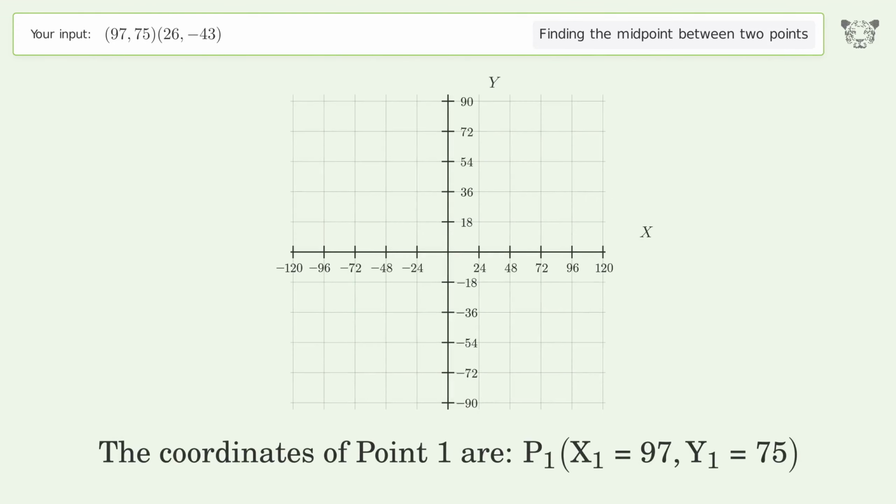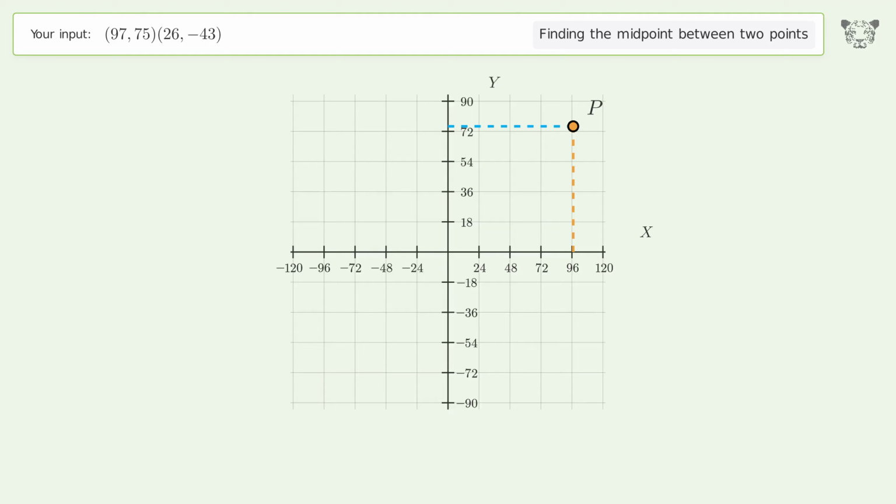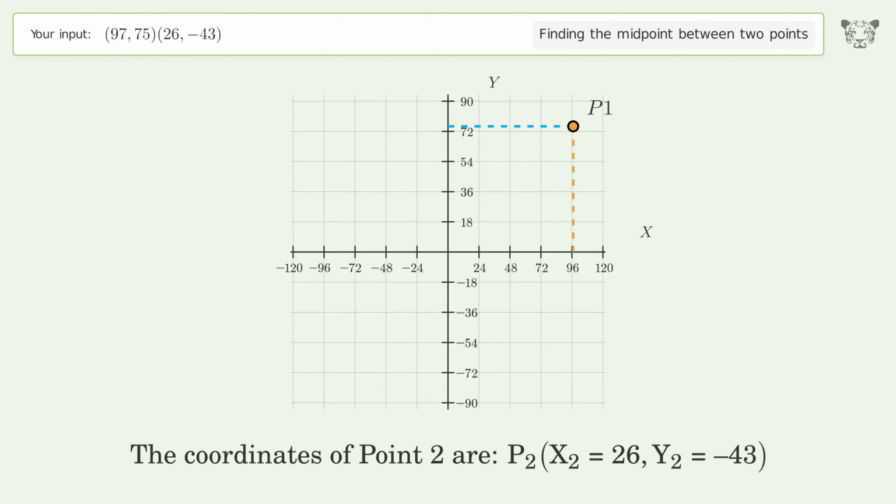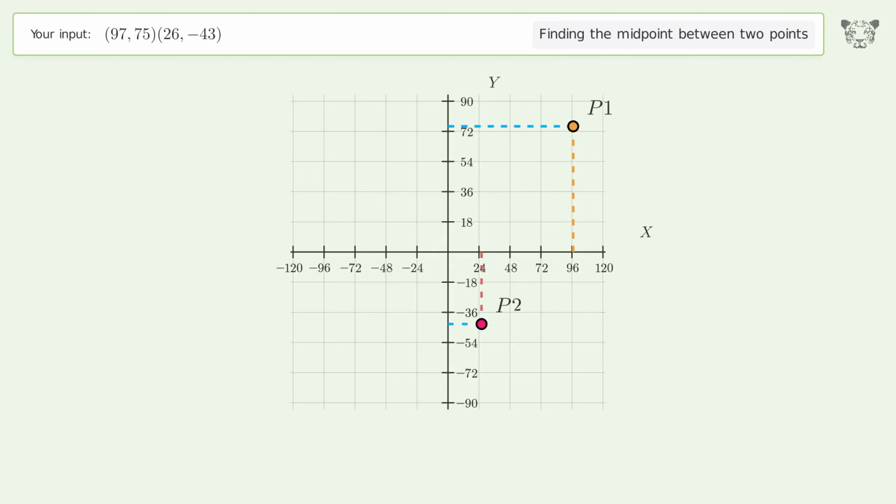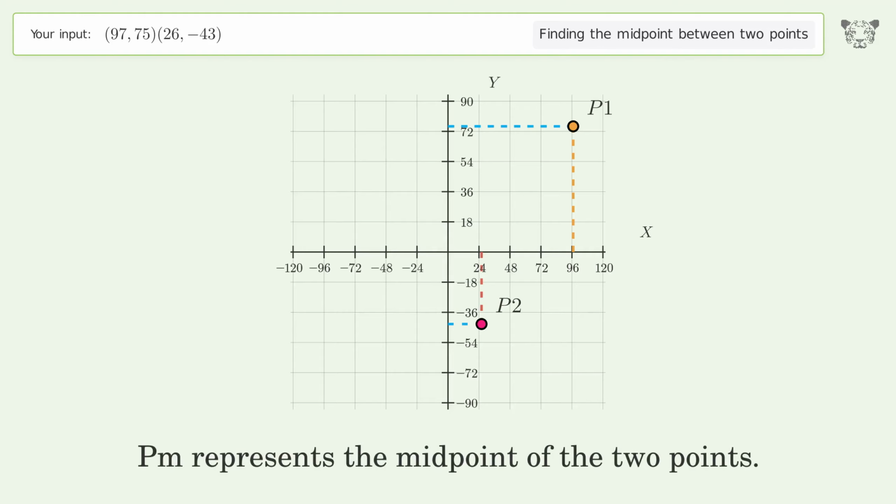The coordinates of point 1 are x1 equals 97, y1 equals 75. The coordinates of point 2 are x2 equals 26, y2 equals negative 43. PM represents the midpoint of the 2 points.